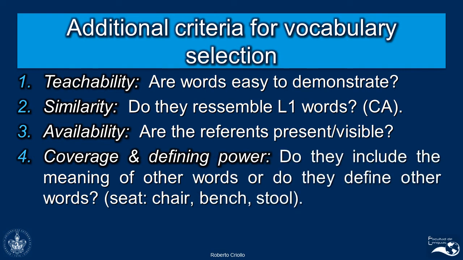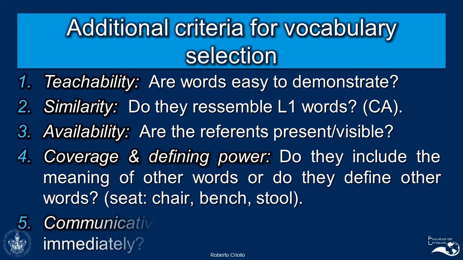Another criterion is coverage and defining power. In this case, we're going to try to teach first the words that are general in the sense that they include the meaning of other words, or words that define other words. For example, seat includes chair and bench and stool. And in the list that we had, there was animal. For example, animal includes dog and cat and fish. So it's like a general word that is very useful to learn at the beginning, because in that case you can express yourself using one single word instead of learning many words.